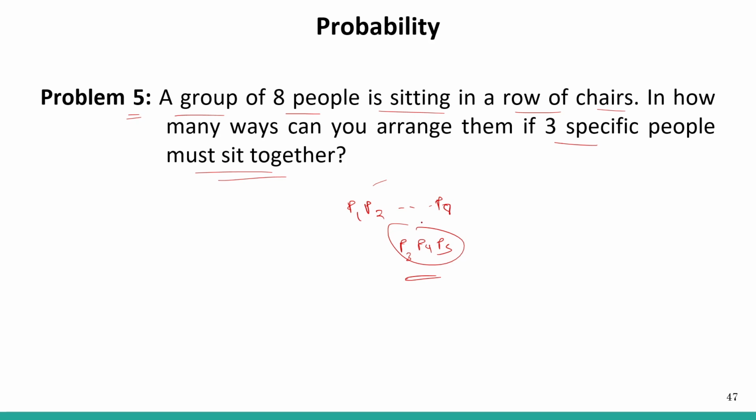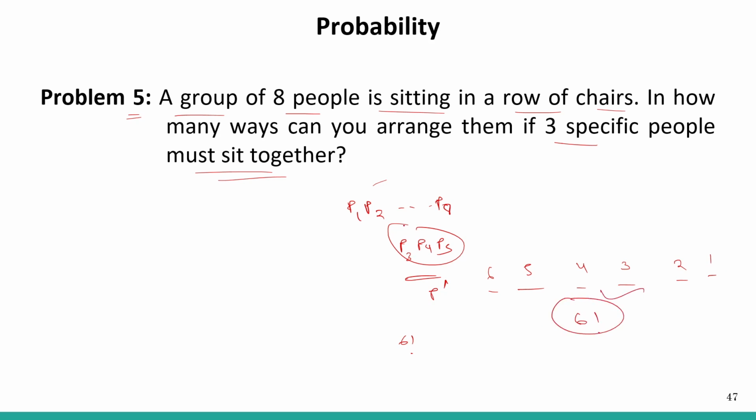So in how many ways can we arrange them? First we consider these 3 as 1. So how many are remaining right now? It will be 6 factorial ways, because the 3 will be considered as 1 seat. For the first we have 6 contenders. For the second we have 5. For the third we have 4. For the fourth we have 3. For the fifth we have 2. For the sixth we have 1 contender. So 6 factorial ways are there.